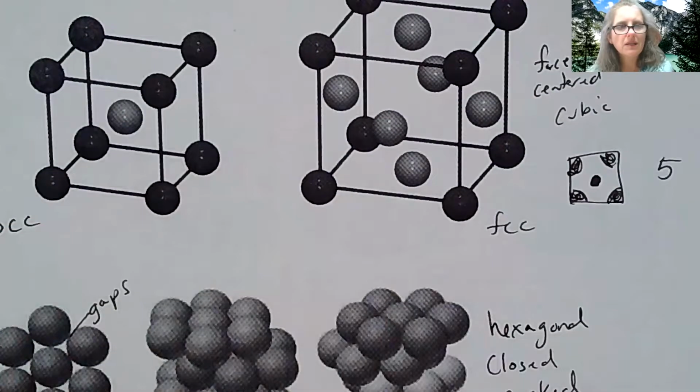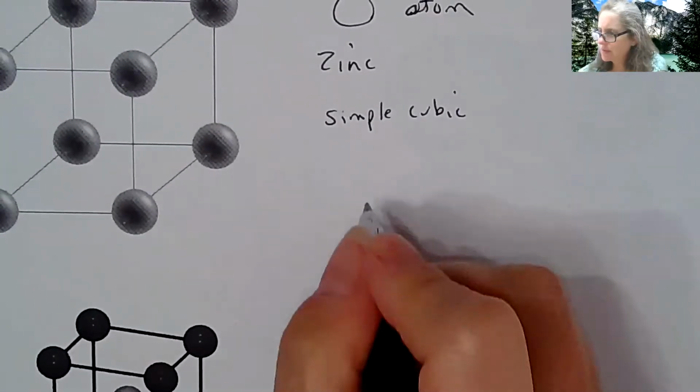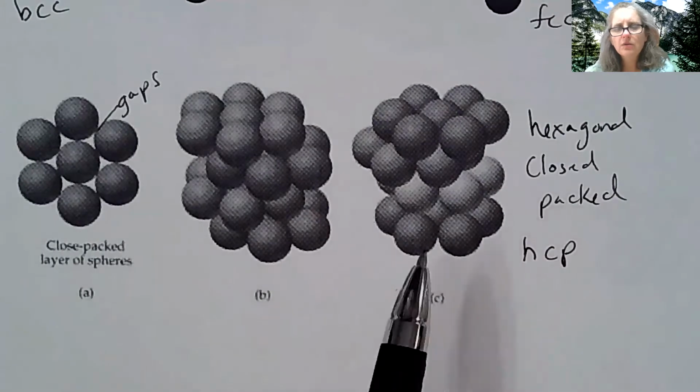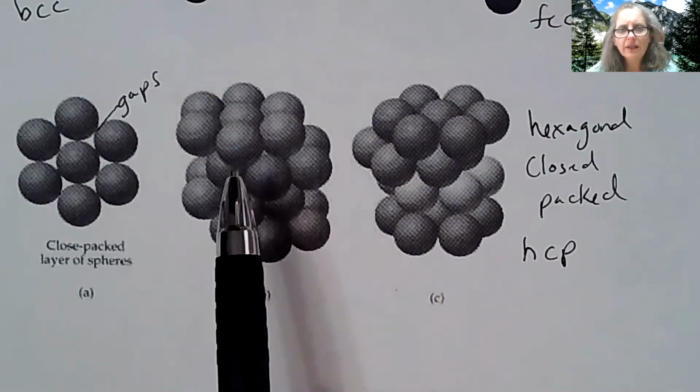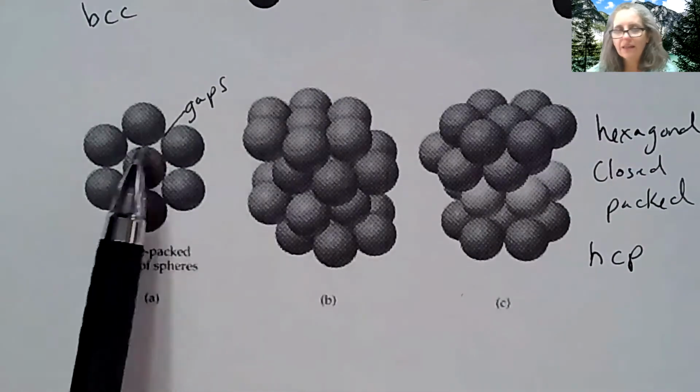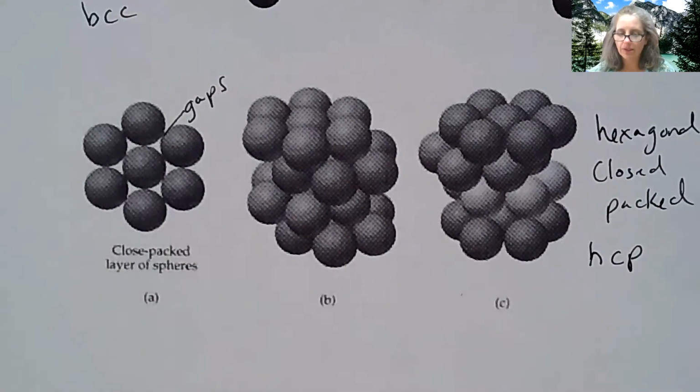Body-centered cubic is BCC. And simple cubic, I think, is just SC. But with hexagonal close-packed, the layers go back and forth, so that you essentially fill in these gaps on each individual layer. Again, not a huge big deal, but it is the picture that you're seeing there.